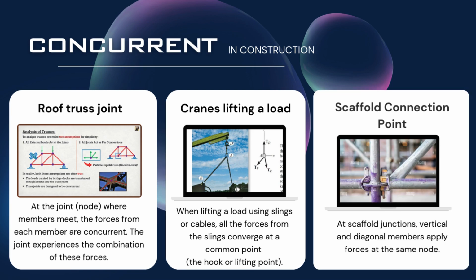Example 3. Scaffold connection point. At scaffold junctions, vertical and diagonal members apply forces at the same node. The vertical force from the weight above, the horizontal force from bracing, and any external loads like workers or materials, all combine at a single joint, showing concurrent force behavior.